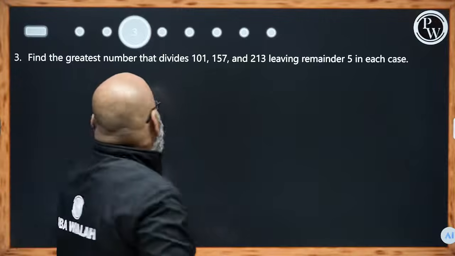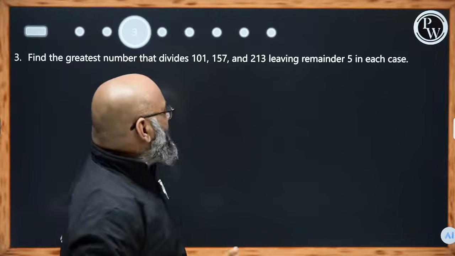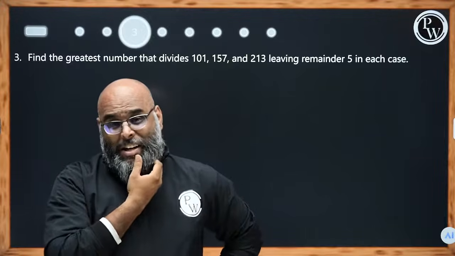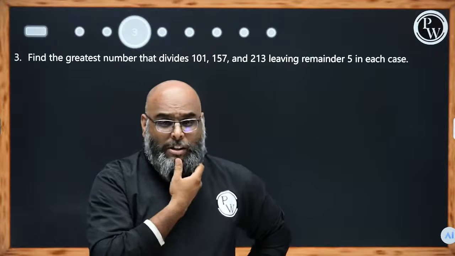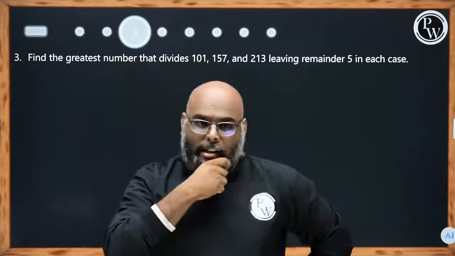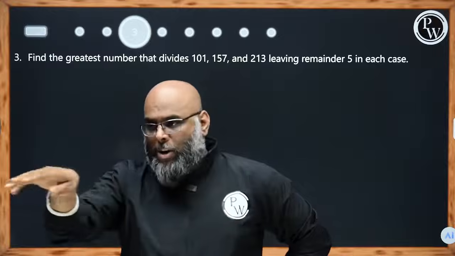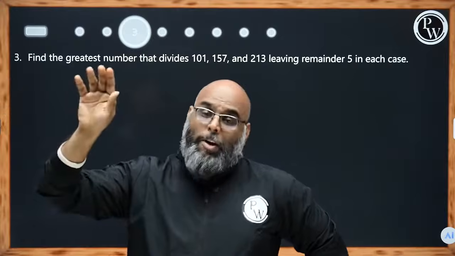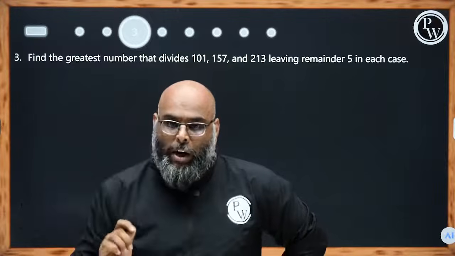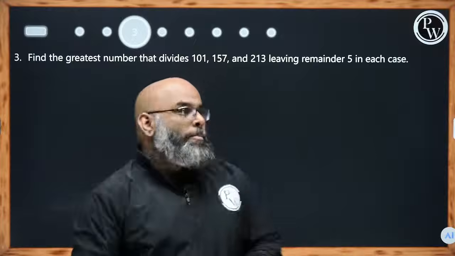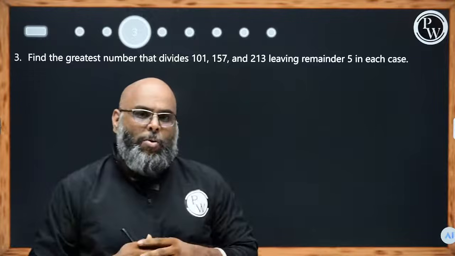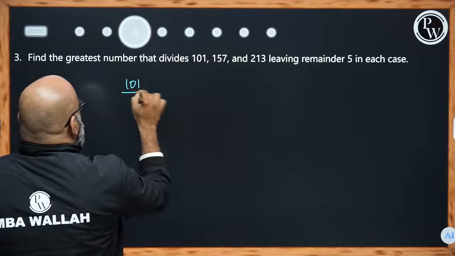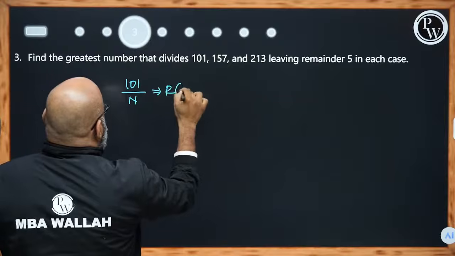Right. So the question says, find the greatest number that divides 101, 157 and 213, leaving the remainder 5 in each case. Now, we are not looking at numbers that will perfectly divide a number. It is telling me, hey, 101, 157 and 213 are 3 numbers that get divided by a certain number, and I am looking at the largest possible number that would do it, but it should not divide all the 3 numbers. It should give you a remainder 5 in each case, which means that there is a certain number, let's call it n, 101 divided by n, there is a remainder of 5.